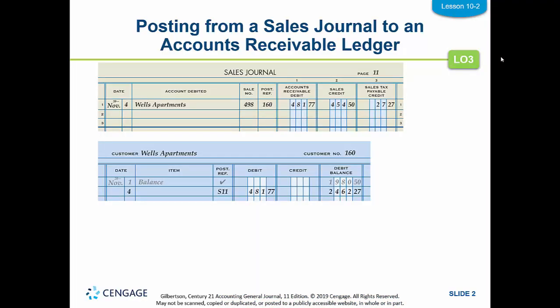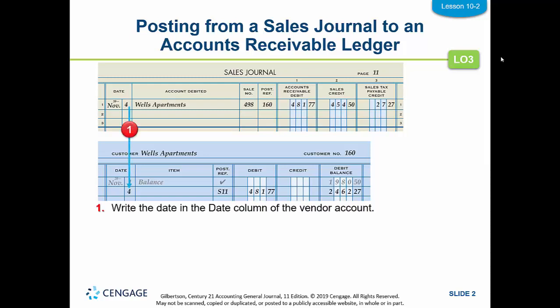So what we're going to do right here from our sales journal is, when we go through and post, we are posting individually only from our accounts receivable column. Okay, so I'm going to take this $481.77. That amount is going to go right here under my accounts receivable subsidiary ledger account. Accounts receivable goes to our accounts receivable ledger as the total. You also notice right above where it says Wells Apartments, it says accounts debited. So we know that that account needs to be debited.